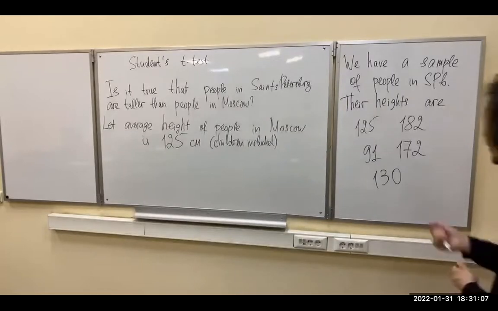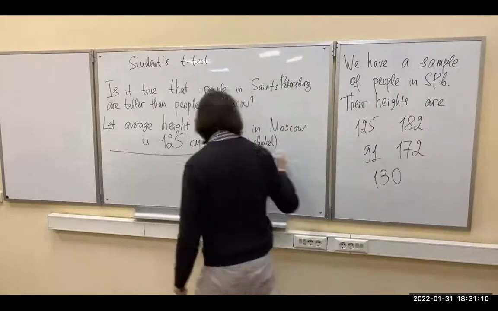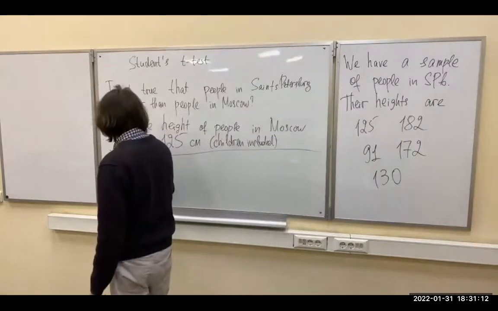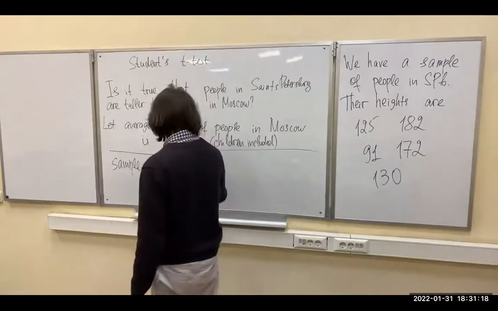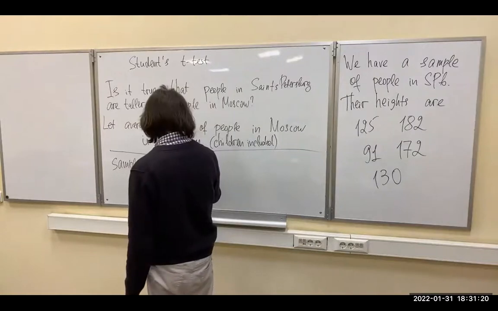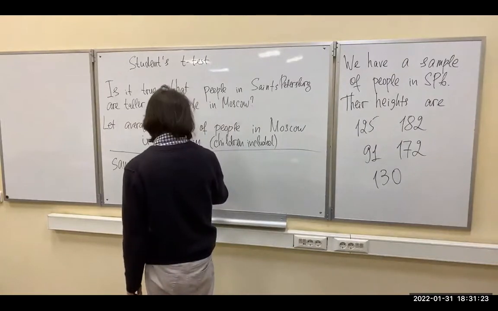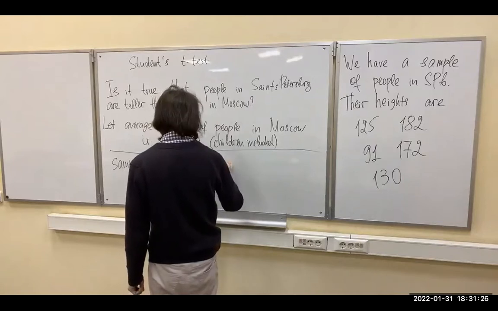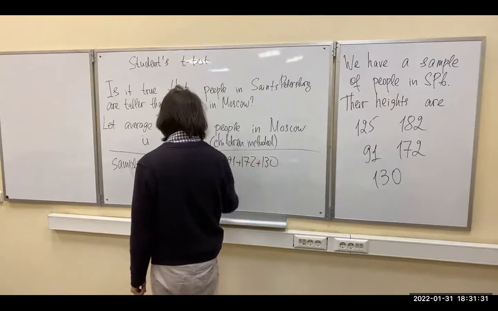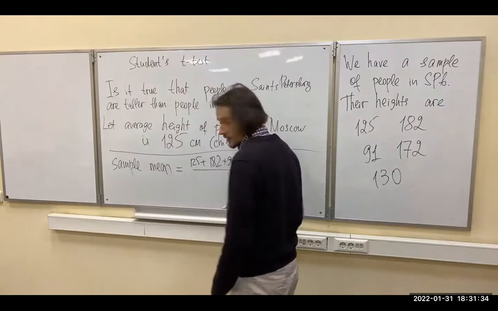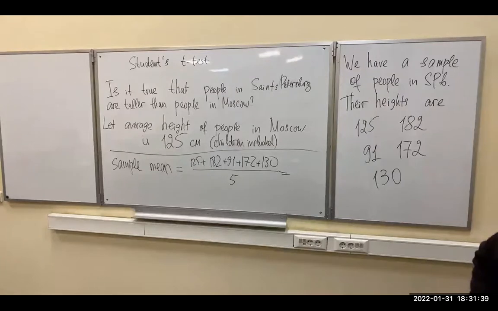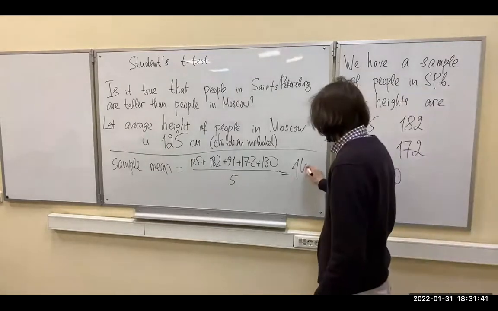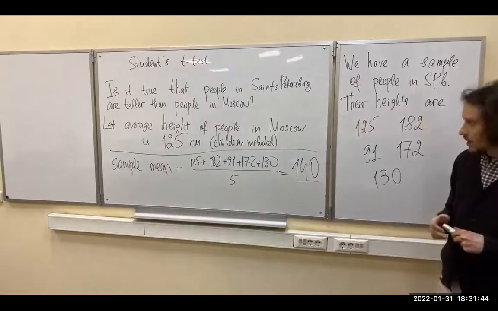So I have this sample, and I have the sample mean. We have the sample mean, which is just the average of these five values. And according to my calculator, it is 140. And what next?